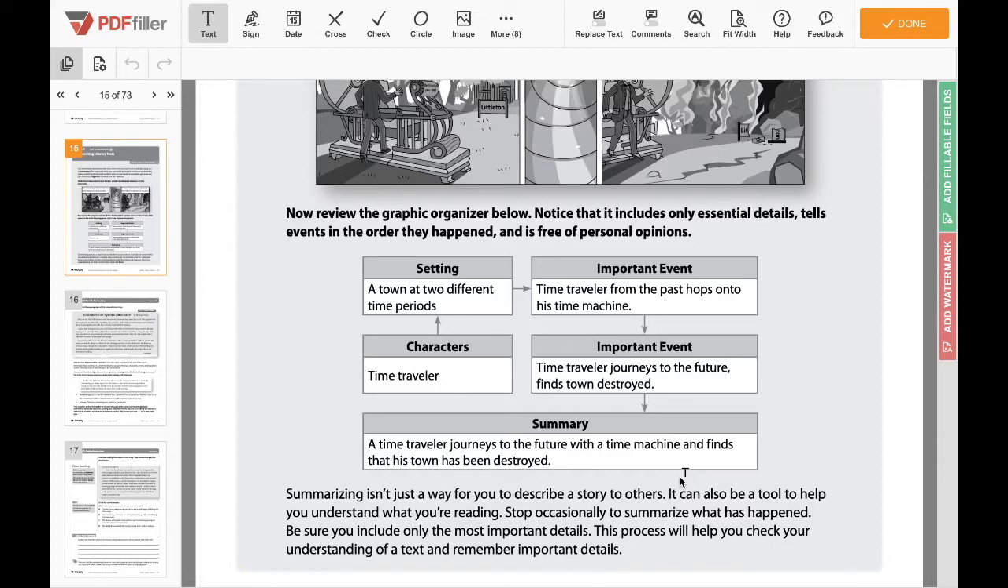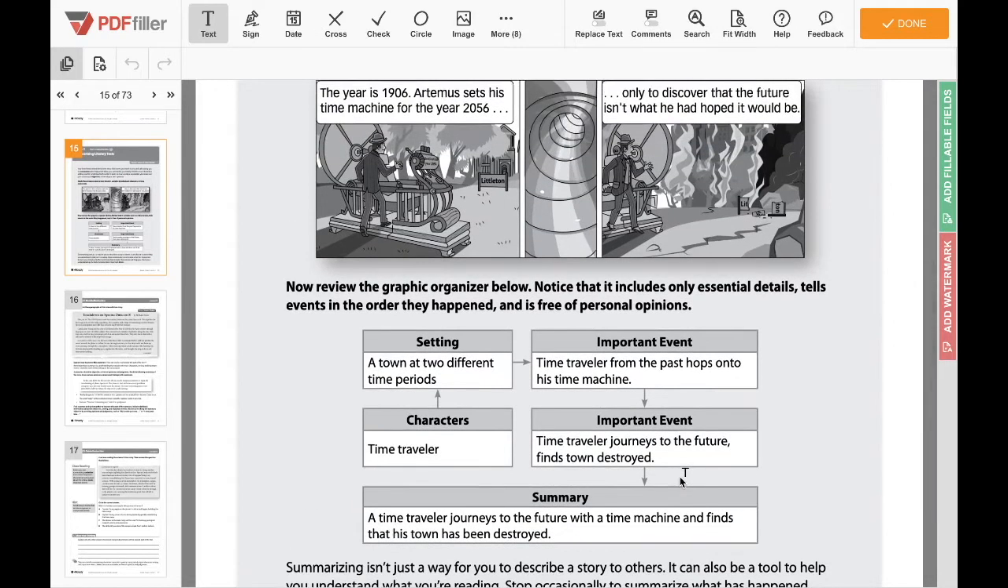It says summarizing isn't just a way for you to describe a story to others. It can also be a tool to help you understand what you're reading. Stop occasionally to summarize what has happened. Be sure you include only the most important details. This process will help you check your understanding of the text and remember important details. So what wouldn't be important to include here would be if you said, oh, a guy in a pinstripe suit. That's not important to the story, so you don't need to include that in the summary. Because here, what he's wearing is not important.